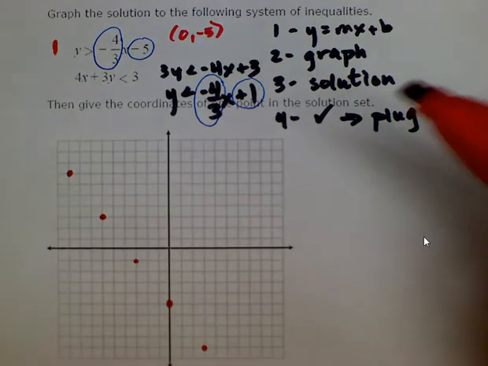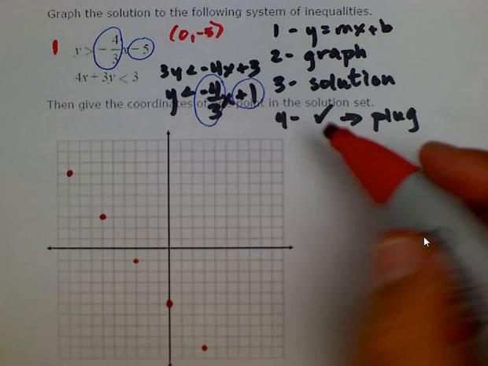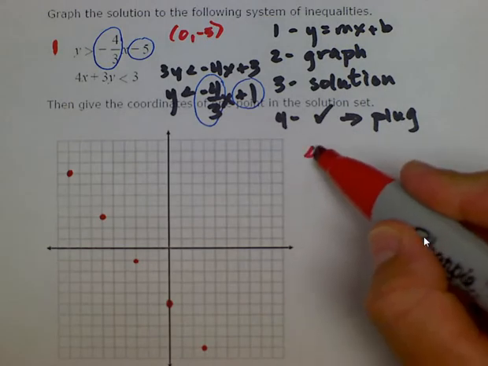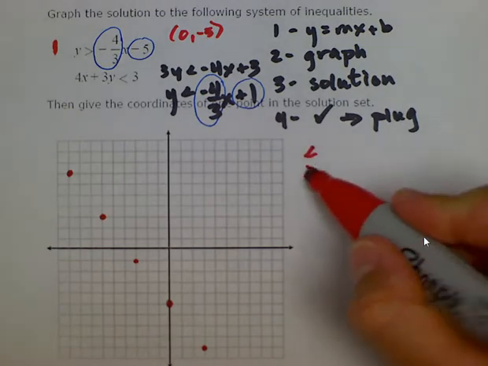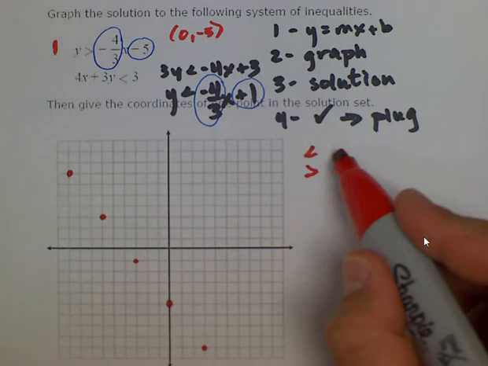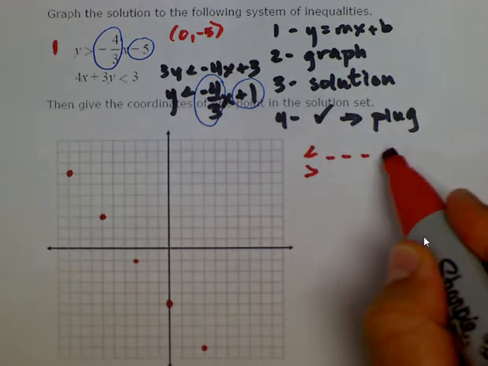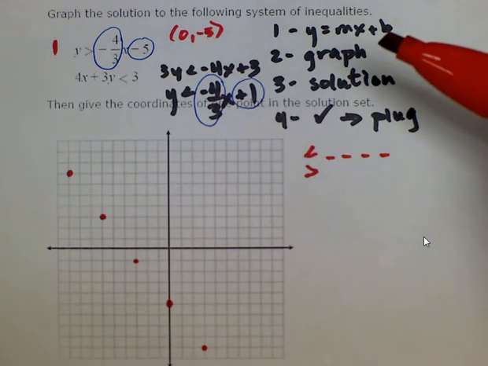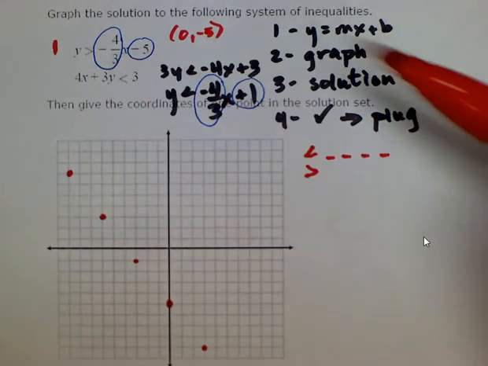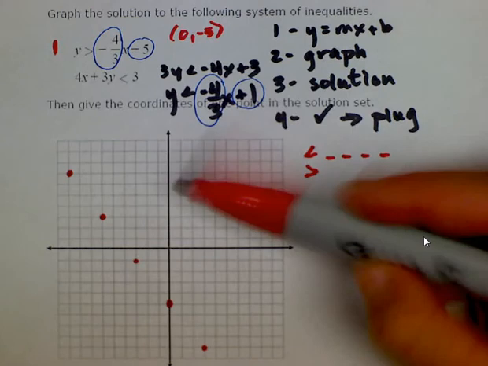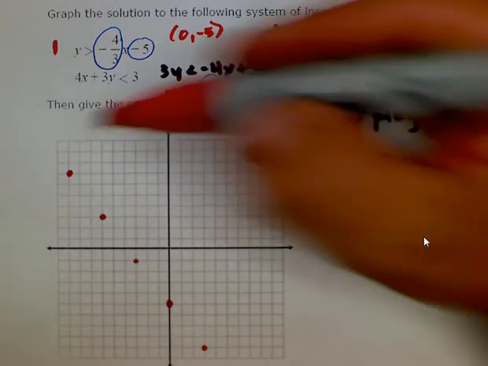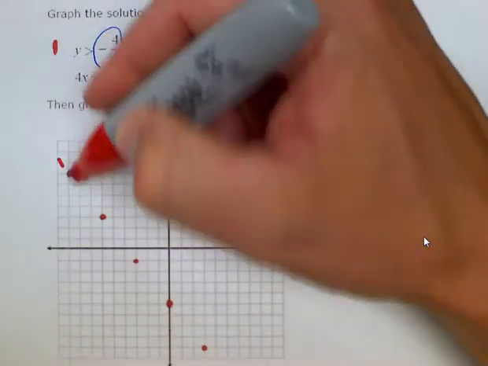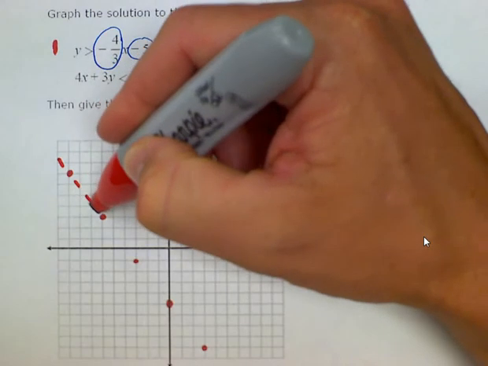Now the next thing that we need to remember is when we have inequalities, if we have a less than or greater than sign, that the inequality is going to be a dashed line, because the line itself is not part of the solution set. Y is either greater than or less than that line. The y values will be. So we would have a dashed line at this point.